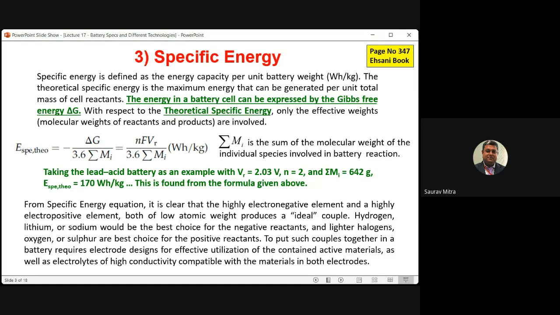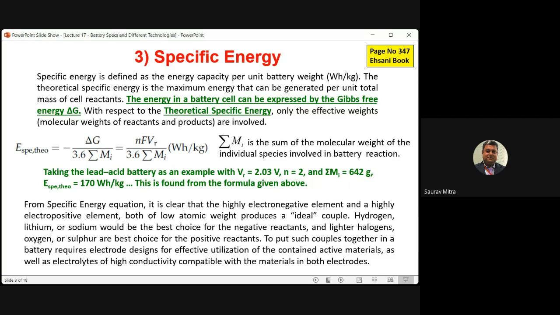Hydrogen, lithium, or sodium would be the best choice for the negative reactants. So you are finding lithium ion means lithium will be a negative reactant. Lighter halogens, oxygen, and sulfur are the best choice for the positive elements. So any of these three things, depending on the lithium characteristics, we can use as the positive reactant. Lithium as negative reactant, because lithium is very light, we can pack much of this reactant inside the battery. So the battery will last for a longer time, delivering energy for a longer time. This is one of the main reasons why lithium ion battery is so much in use.